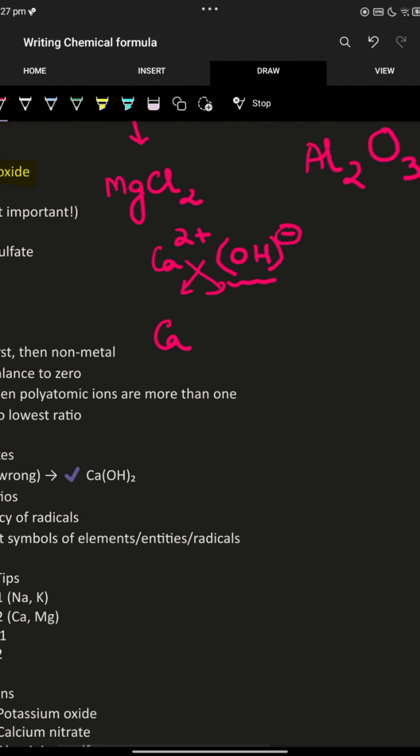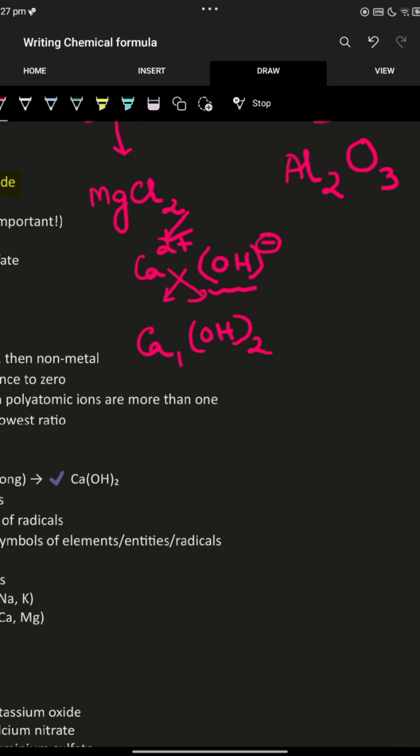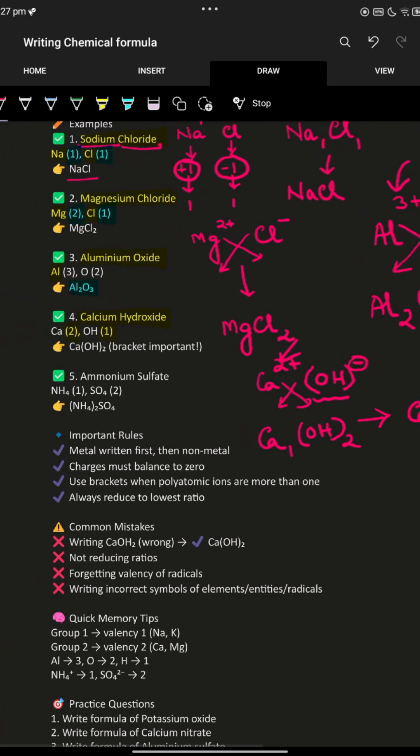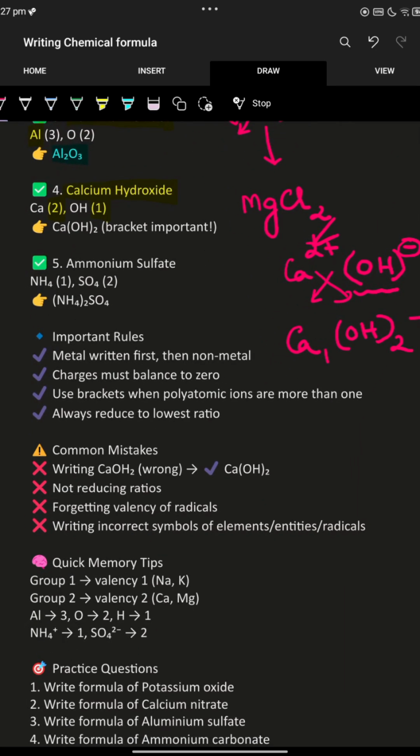Ca gets 1 and OH will get 2. So we will not write Ca1OH2, we will write Ca(OH)2. Right? Next, Ca(OH)2 we are going to write. See, the bracket is important here.